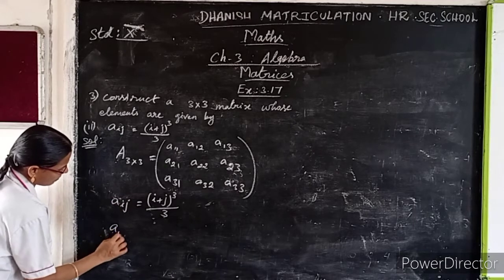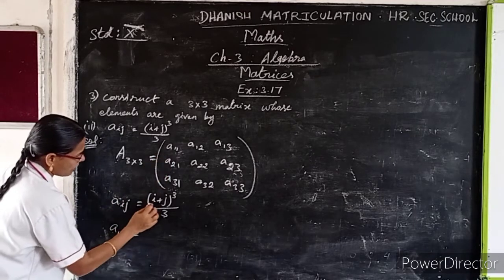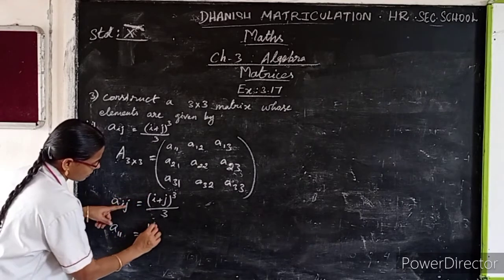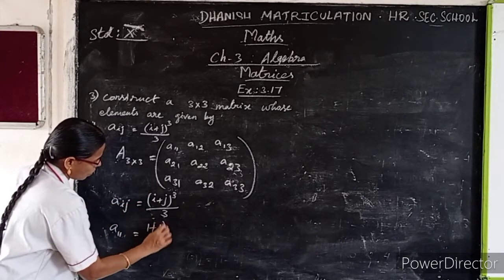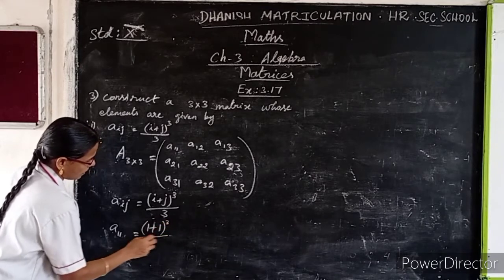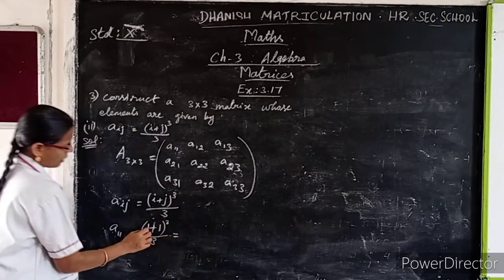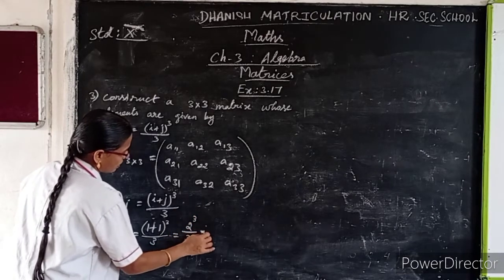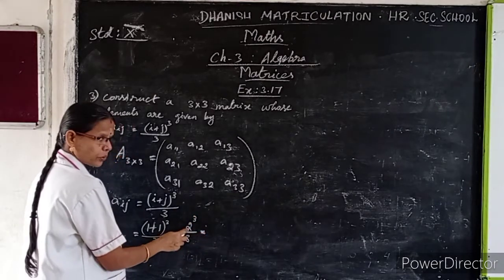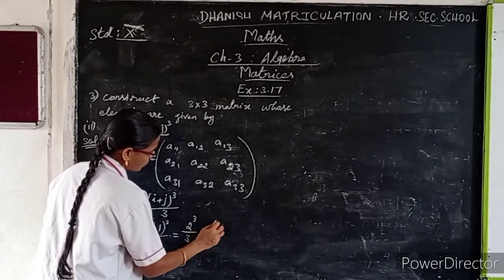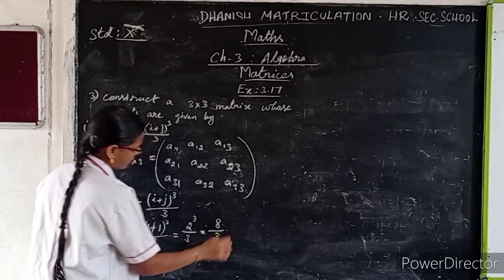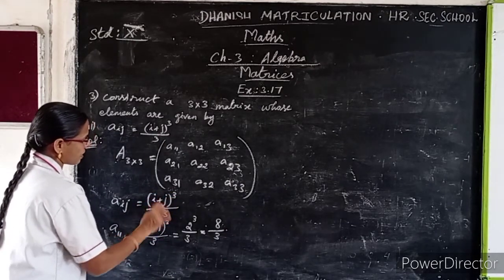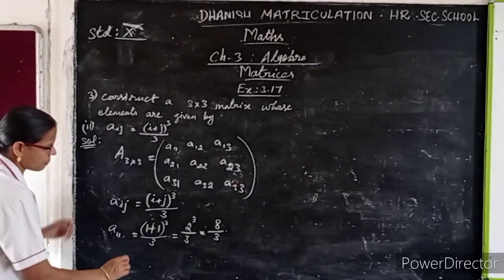Here A11, first position. Here I is 1, j is 1. Substitute: whole cube divided by this 3. So 1 plus 1 is 2 cube by 3. 2 cube is 2 into 2 into 2. So 2 2s are 4, 4 2s are 8. 8 by 3. This is A11. This is not modulus, just bracket. The previous one only had the modulus symbol.